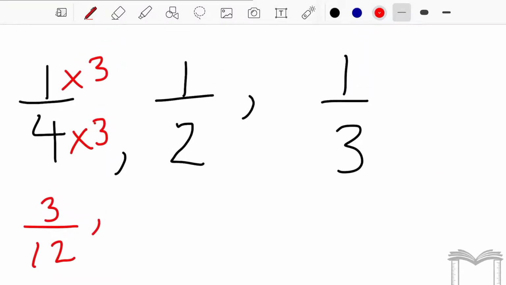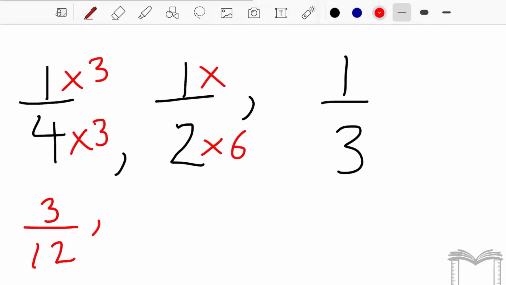Then we want all of them to have the same denominator. So we know 2 times 6 is 12. So we must multiply the numerator by the same number. So 1 times 6 is 6. And 2 times 6 is 12.